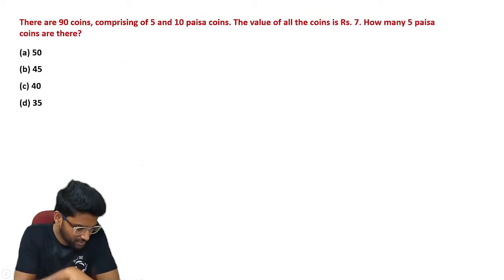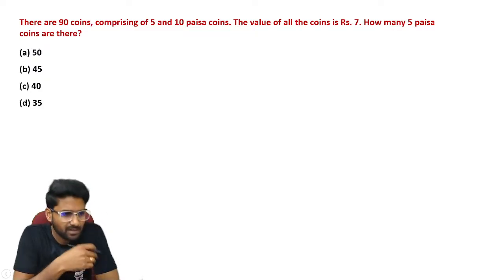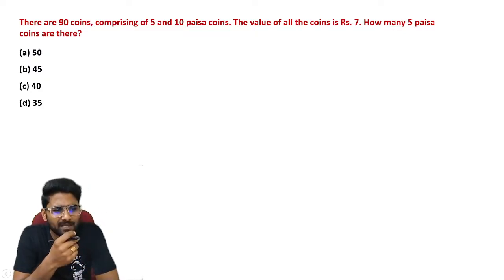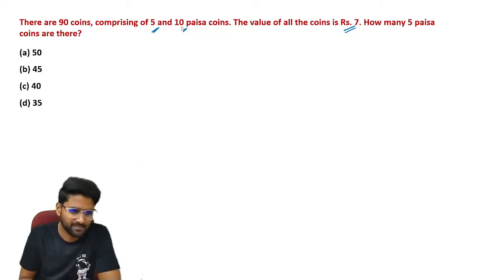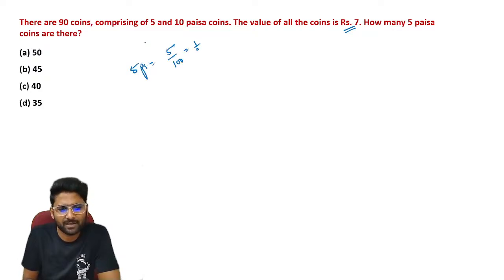Let's see this distribution here. The information says there are 90 coins. It's a combination of both 5 paisa and 10 paisa coins, and the total value of all the coins is 7 rupees. Value is in terms of rupees, coins in terms of paisa, so convert paisa into rupee. 5 paisa is equal to 5 by 100, so 1 by 20th of a rupee. 10 paisa is 10 by 100, which is 1 by 10th rupee.